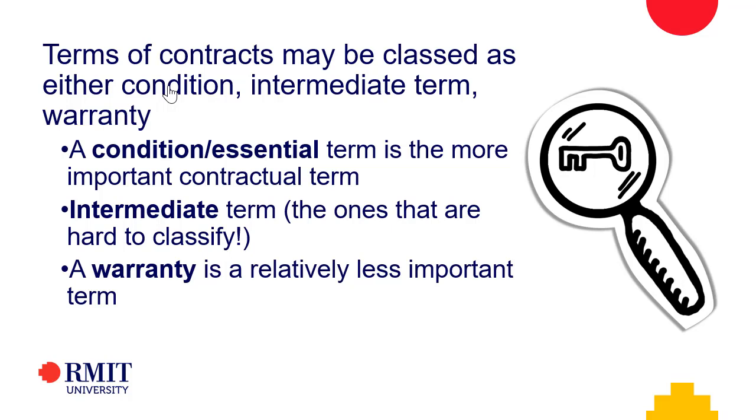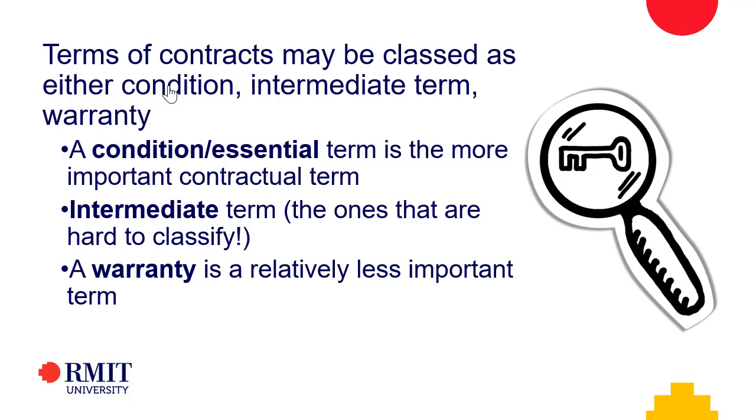We've got these three types of classification of terms. Particularly when a representation is made, a representation that somebody relies on, we need to understand whether that representation is a term. If it is a term, is it an essential term? If it's an essential term, it will be a condition of the agreement.